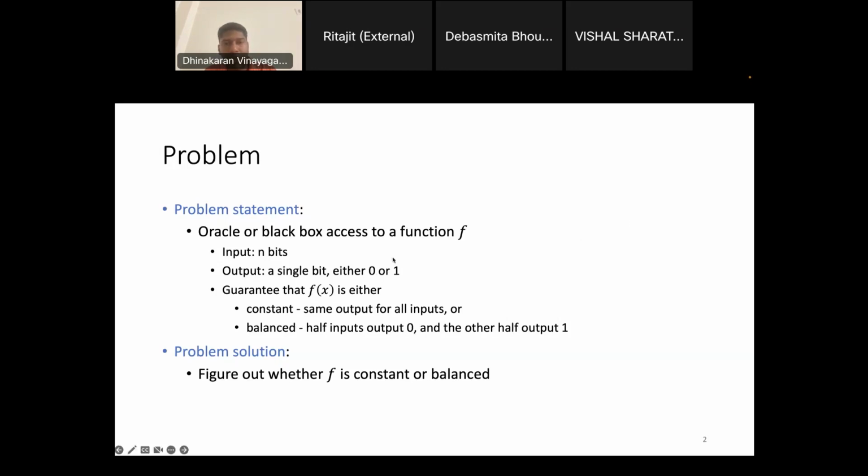Okay. Of course, f can be totally arbitrary, right? We have an n-bit input and a 1-bit output, so there are 2 to the n possibilities for the output distribution, or the type of function that it can be. But here we are given this guarantee that f is either constant or balanced. Our goal, given black box access to the function, is to find whether this function is constant or balanced.